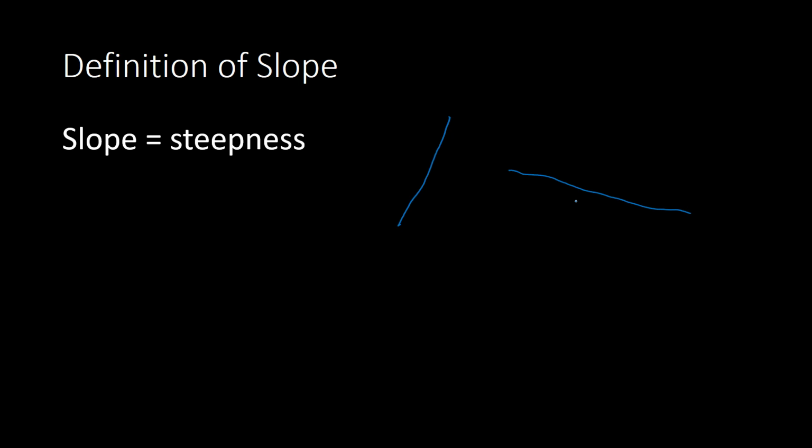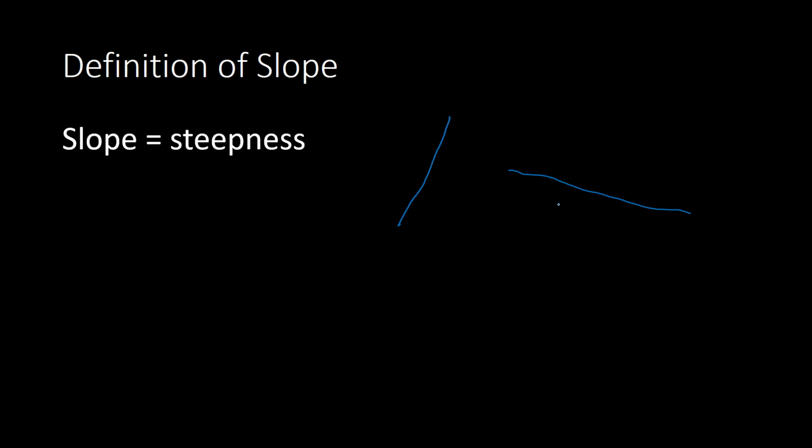So a very basic definition of slope would simply be the steepness of a line. So a line maybe like this is pretty steep, so that would have a lot of slope. So the more steep it is, the more slope that it has. And a line maybe like this would not be very steep, so we would say that there's not much slope with a line like that.